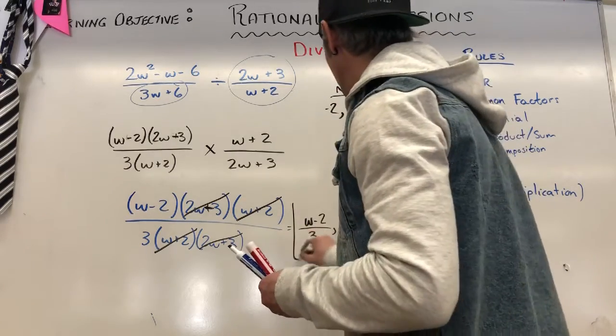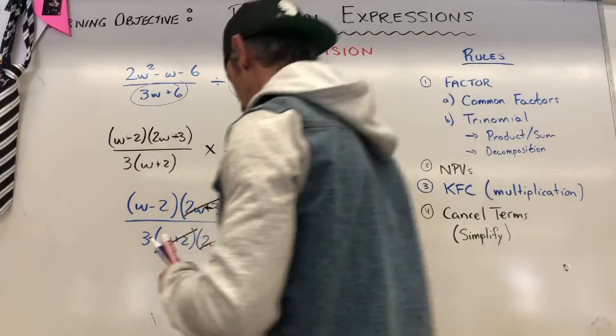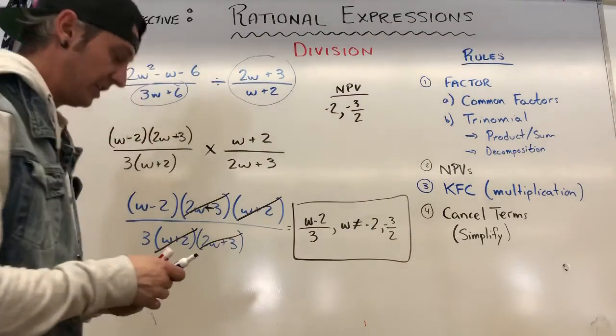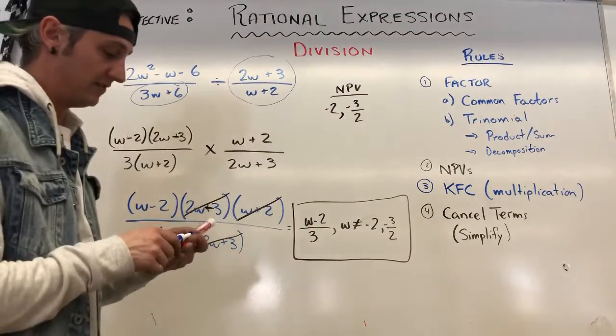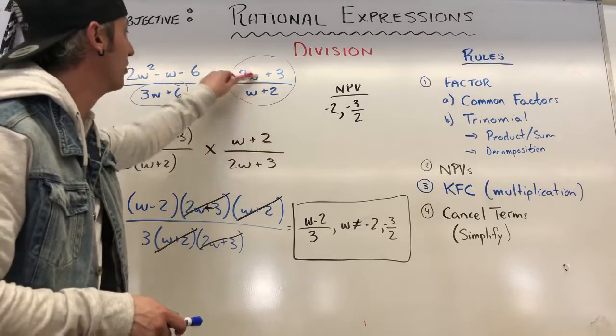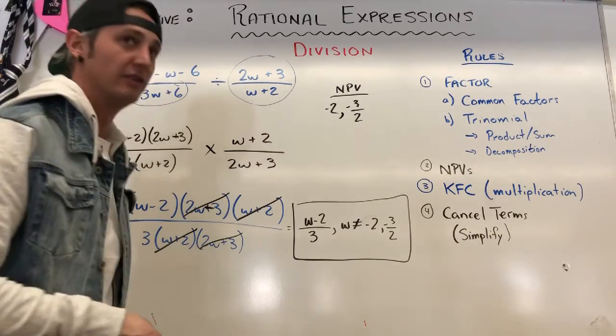Okay? That's it. That's division. Just like multiplication, with just the one added caveat that we have to take the non-permissible values of both the numerator and denominator of whatever we're dividing by.